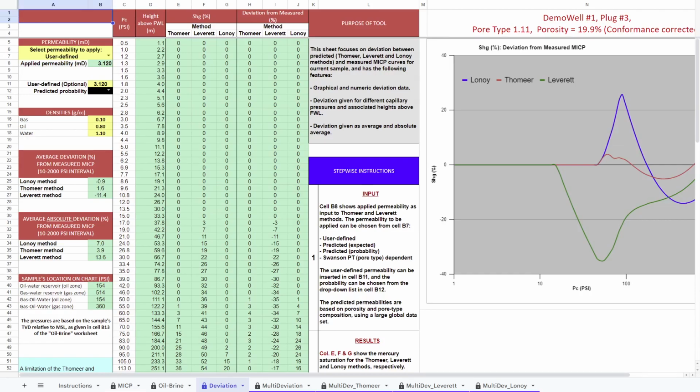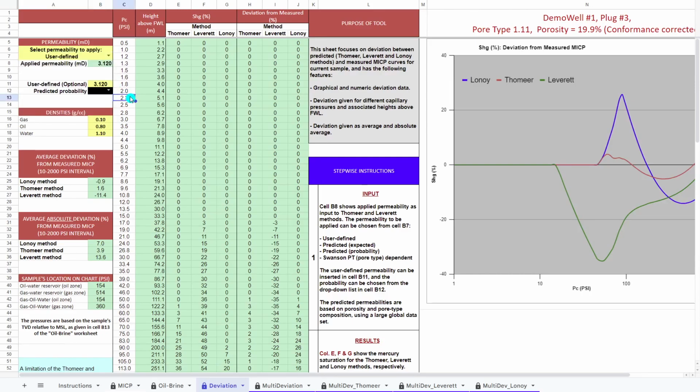This worksheet is largely built on the input data from the MICP worksheet, which was presented in part 2 of this video series. Cell B8 shows the applied permeability as input to Thomeer and Leverett methods. The permeability to be applied can be chosen from cell B7 and can be user-defined, predicted based on expected value, predicted based on probability, or Swanson pore type dependent.